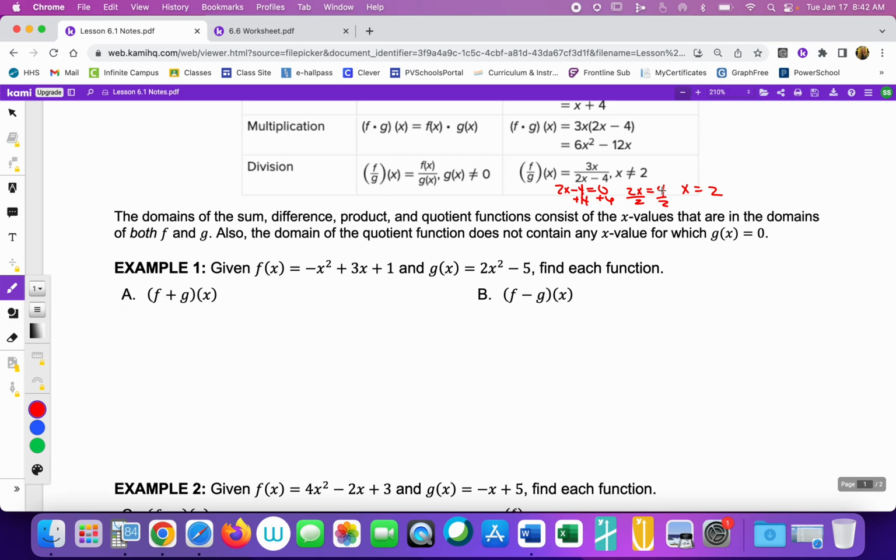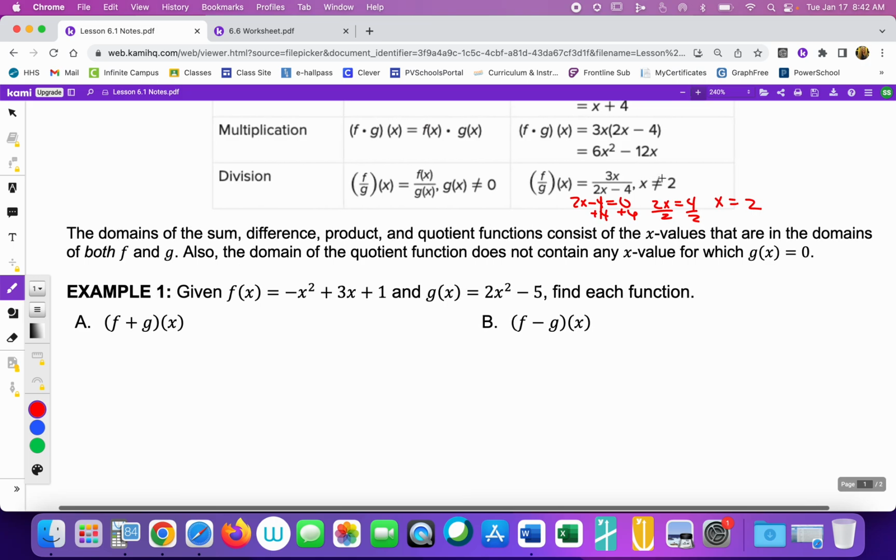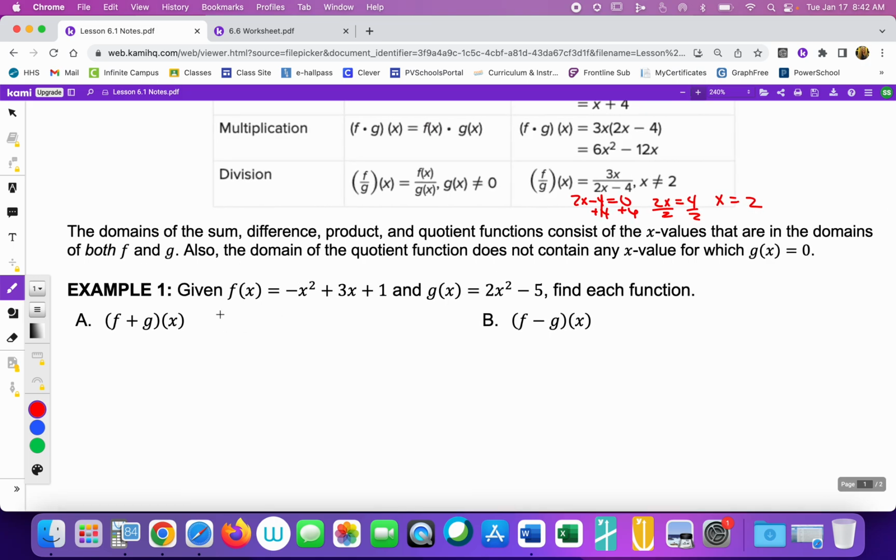So the domains of the sum, difference, product, and quotient consist of the x values that are in the domains of both f and g. The domain of the quotient function does not contain any x value for which g of x equals 0, or whatever function's on the bottom.